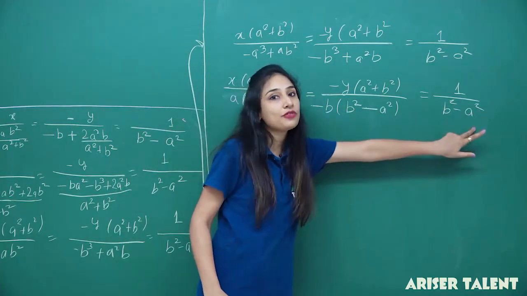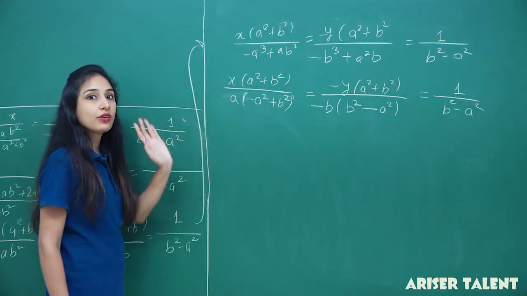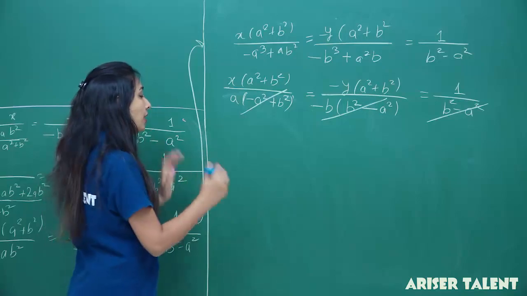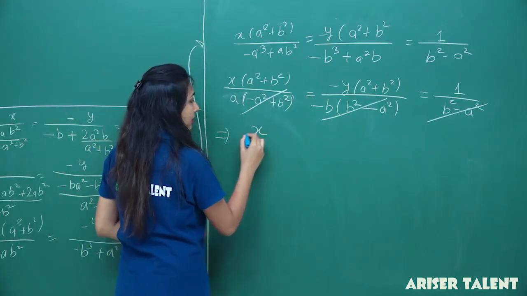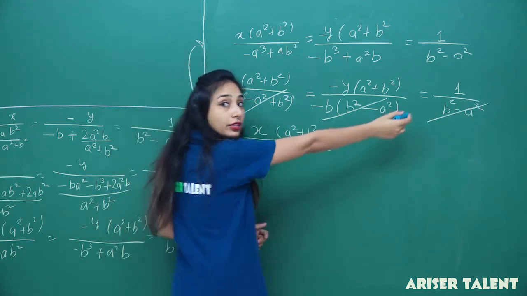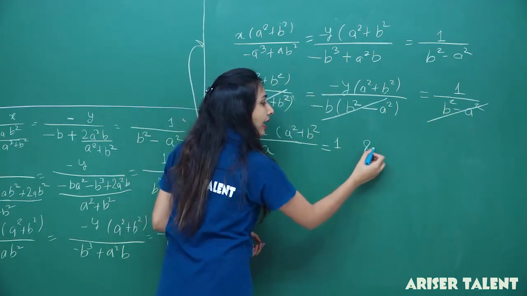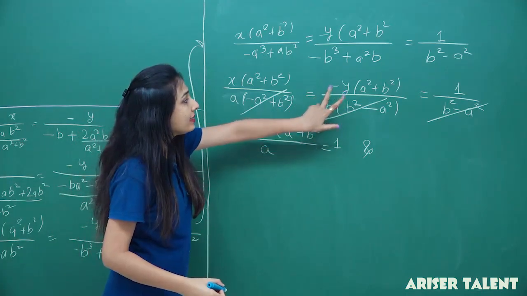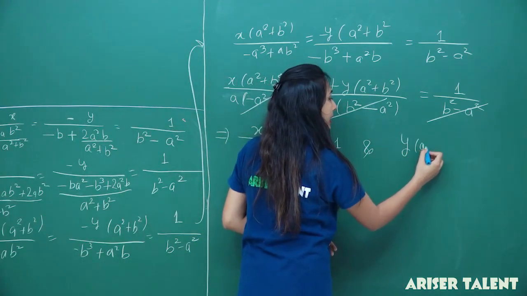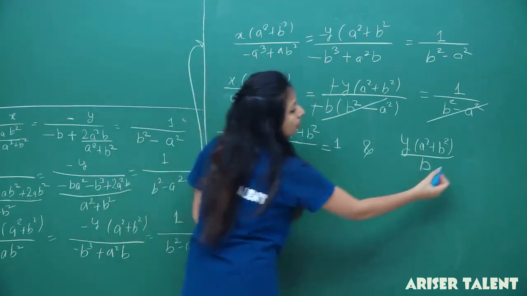Because b square minus a square in multiplication, also b square minus a square in multiplication, simply cut this term. This is the reason. Now, this implies that x times (a square plus b square) equals what? 1, right? So that will be 1 here. And y, that is minus and minus, so minus and minus will cut. So what will it become? y times (a square plus b square) upon b, right, equals 1.